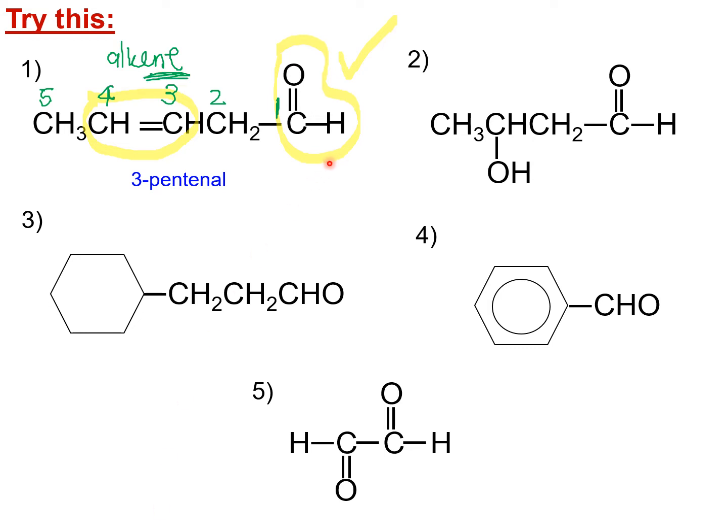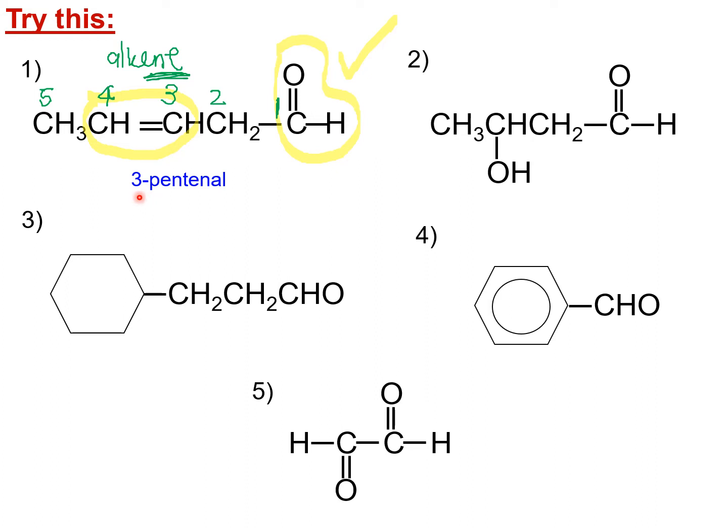So how do we name it? We know the longest carbon chain here has 5 carbons, so it's going to be pent. At the end you have to put "al" since there is an aldehyde functional group. But in the middle, because there is an alkene there, and the alkene falls on carbon number 3.